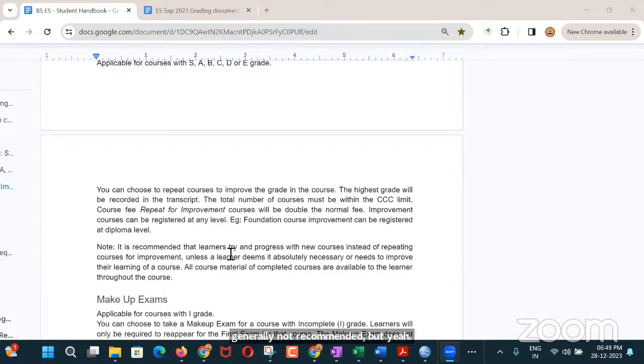Yeah, I'll come to the makeup exam. So this is applicable for all grades. It's not just for the I grade. In fact, whatever we explain now is applicable for the I grade. If you have an I grade, that means it is incomplete. In such a case, it is not about repeating. Of course, you have that option.